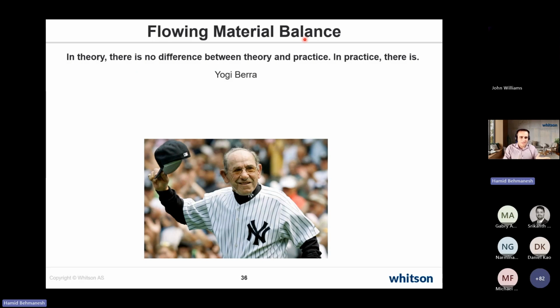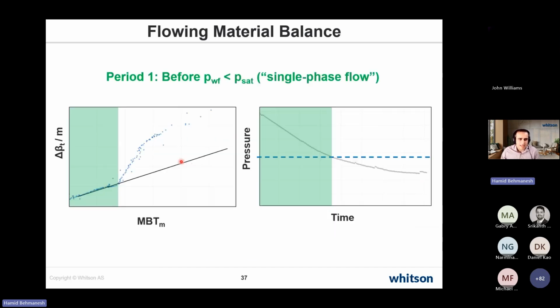So what I presented you seems very simple, but when it comes to selection of the peaks, the selection of the slope, which portion of the data represents the boundary dominated flow and which slope should I check? In practice, there would be a lot of differences between theory and practice. So let's go to that. We're going to talk about the three key periods, and it's a very actual case.